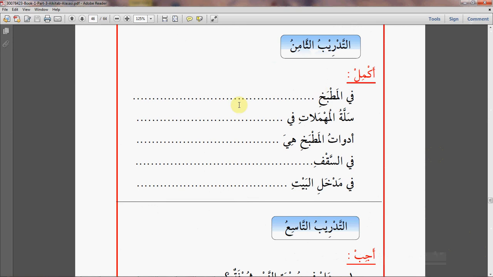في المطبخ what. سلة المهملات في what. أدوات المطبخ هي and complete. في السقف complete. في مدخل البيت complete. Press pause now before listening to the answers. Try to do it yourself and then check your answers when you finish.